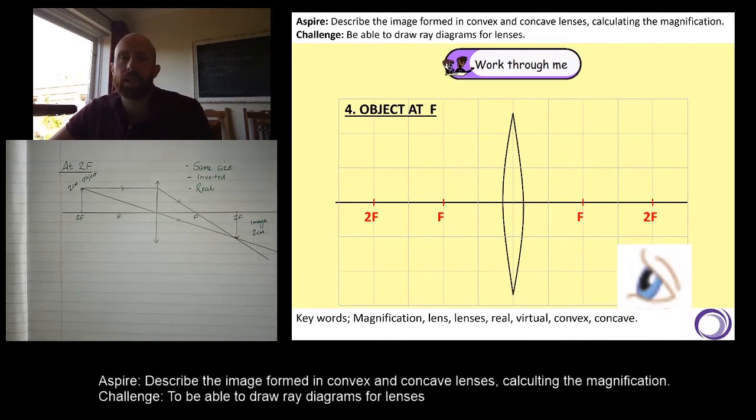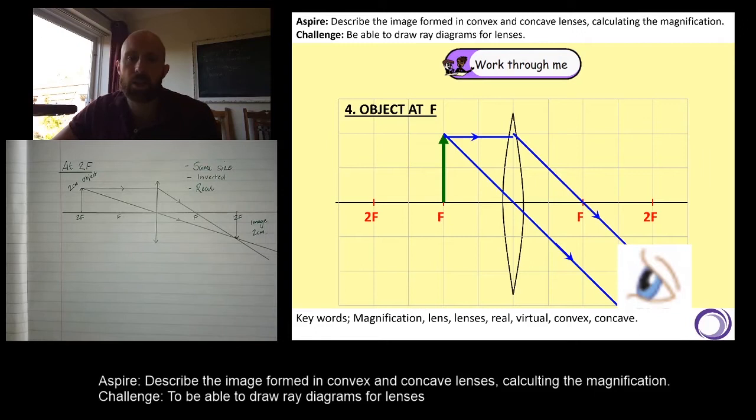Okay, this is the one I said would be a bit weird. It shouldn't have focused, and this is why. Image here, line hits the lens, goes through the principal focus. The next one, it goes through the center of the lens, and you notice that these two lines are parallel. What I mean by parallel is that they're never going to meet, which means if we can trace them forwards, they're never going to meet. If we trace them backwards, behind the line, they're never going to meet. So we cannot produce an image at F. So no image will be produced there.